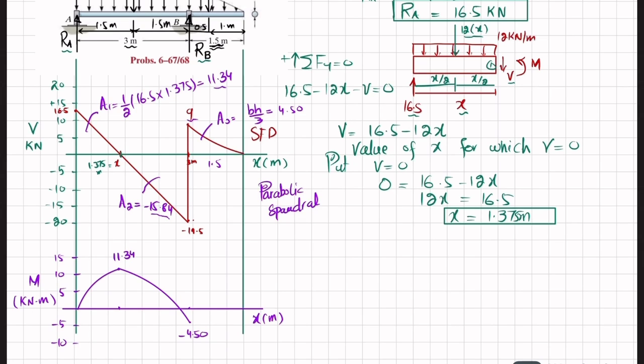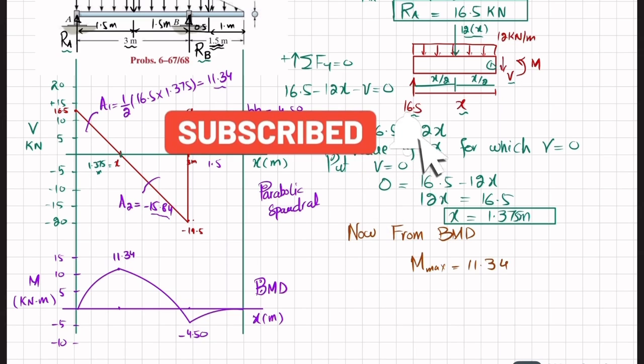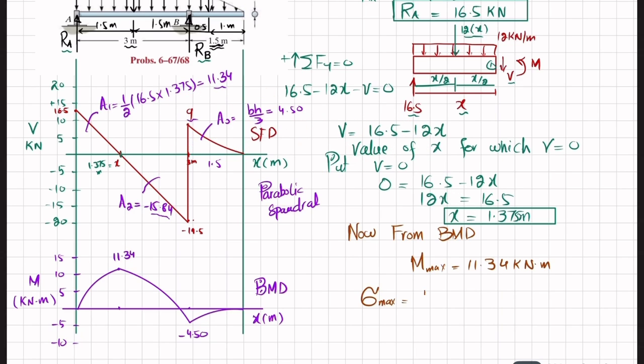It will be like this. Clear? So this is your bending moment diagram. Now from the BMD, bending moment diagram, we can see that maximum bending moment is equal to 11.34 kilonewton into meter. So we know that maximum bending stress is equal to maximum bending moment into C divided by I.